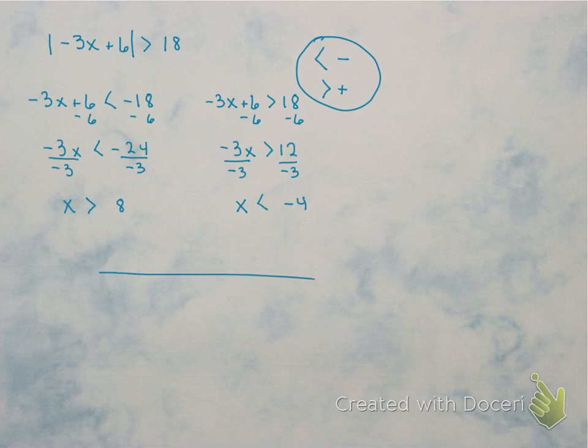So when we graph that disjunction, negative 4 is to the left of 8, and we are greater than 8, open circle, to the right, and less than negative 4, open circle, and to the left. Let's do another one of those.